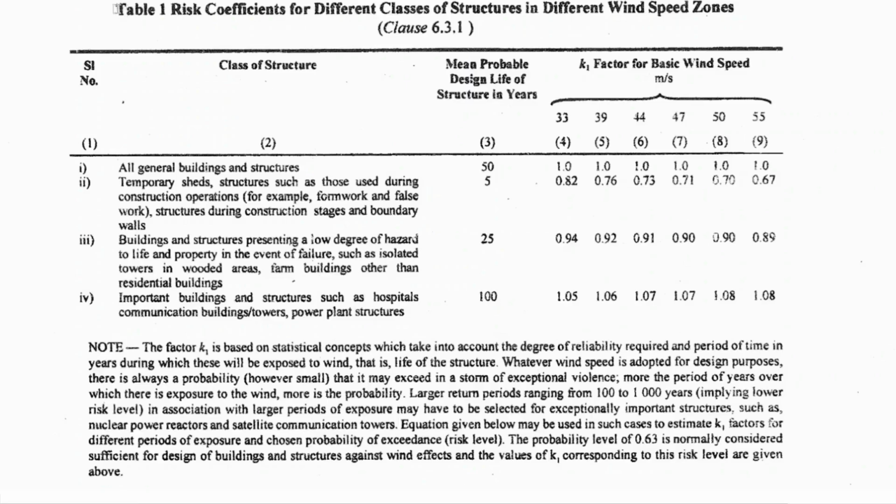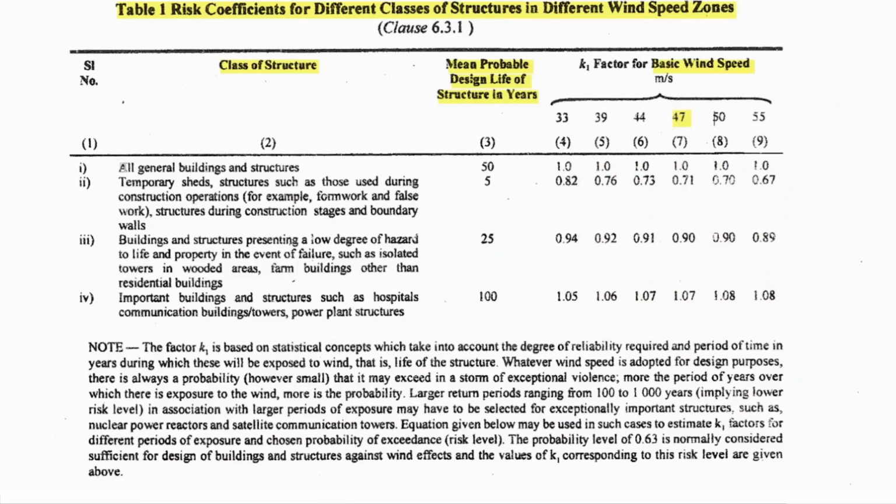Another factor was the risk coefficient. We can find the value for the risk coefficient using this Table 1. In this table we have the class of the structure, the mean probable design life of the structure in years, and the basic wind speed. And these are all the values for K1. Let's say our project location is Delhi. For Delhi, the basic wind speed is 47.